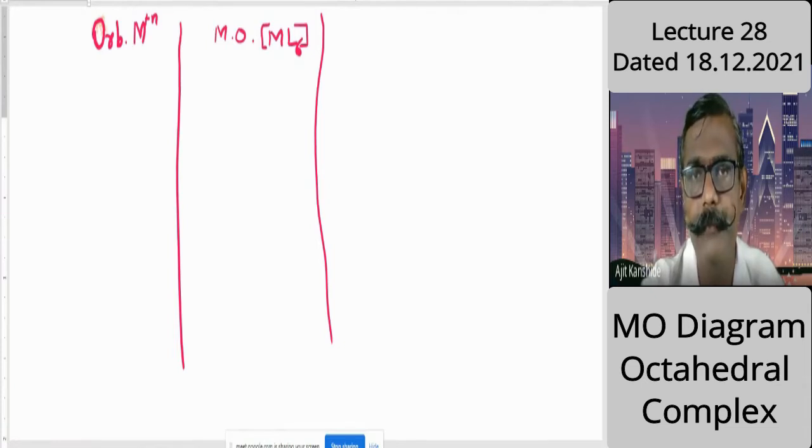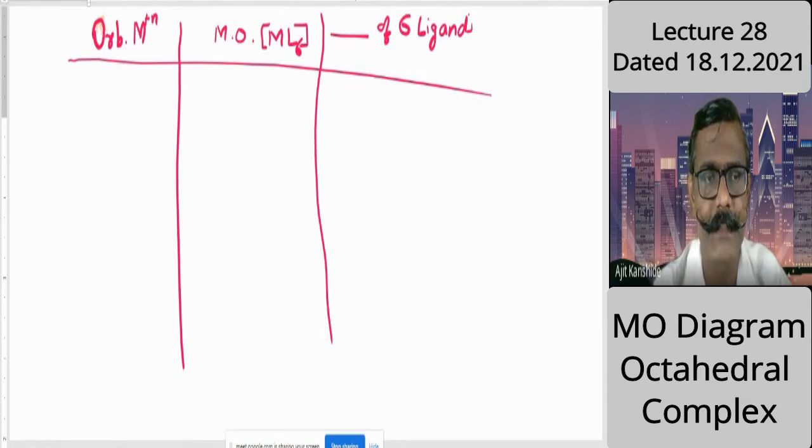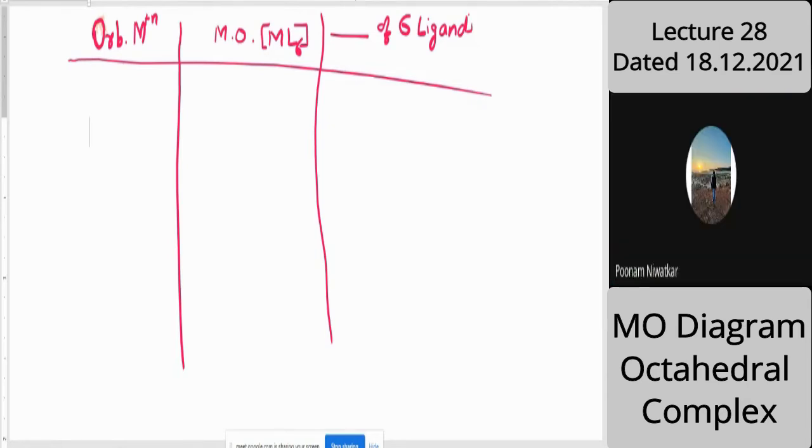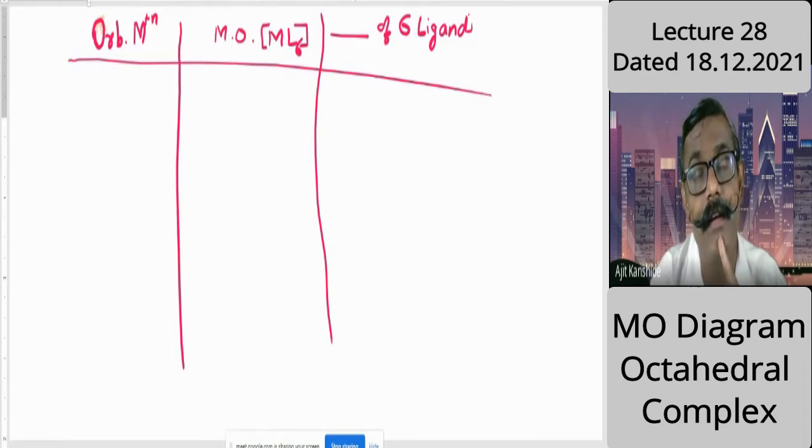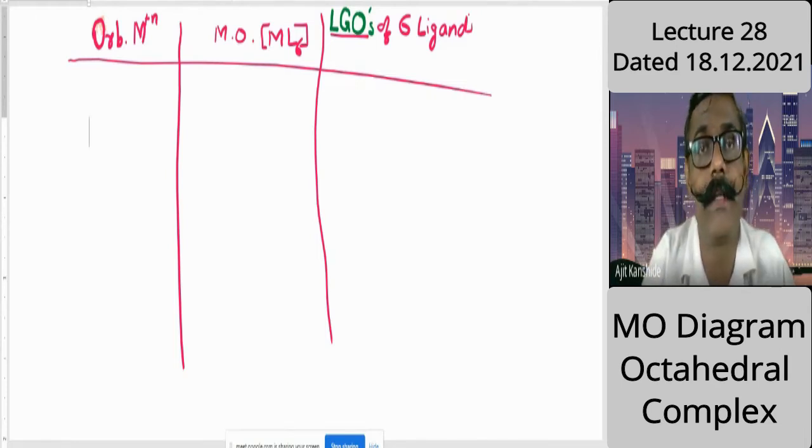And the third compartment, help me. Which orbitals of the 6 ligands do we consider? I told you before. The ligands form group orbitals. Ligands form a team, so their label has 3 letters. Which are those? L for ligand, then G, O. Somebody answered: LGOs, or LSOs, ligand group orbitals or ligand symmetry orbitals.